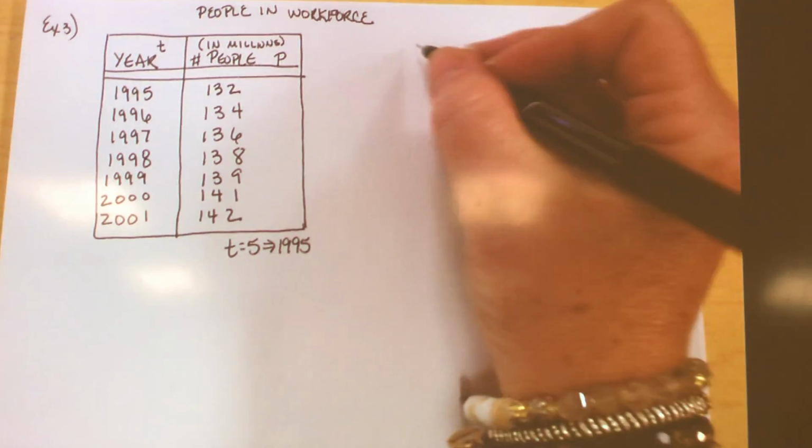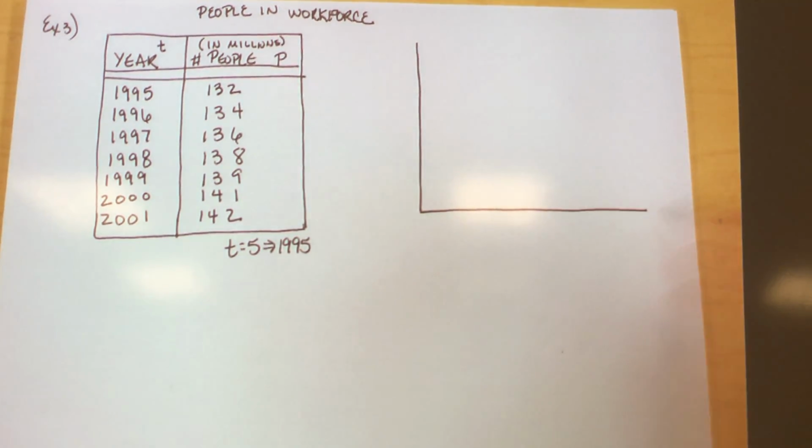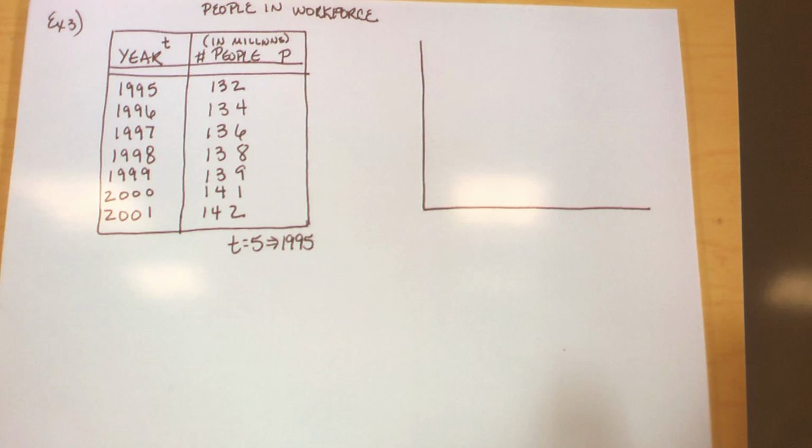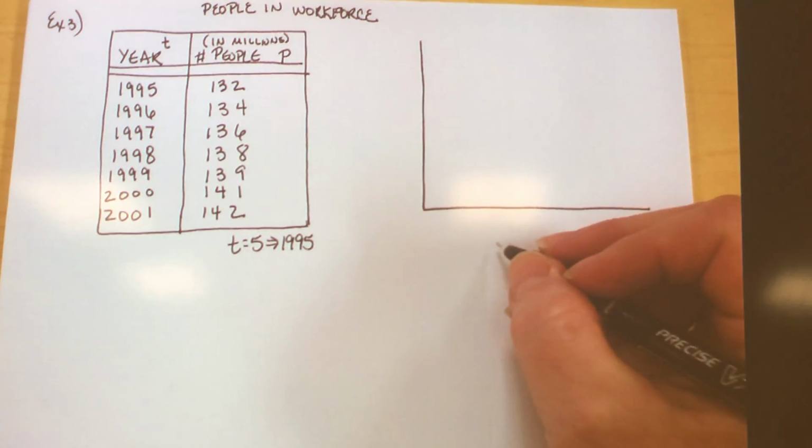So the first thing I want us to do is graph this thing. Obviously, it's going to take place in the first quadrant, because it is a real-life problem. What's the first thing I should do with my graph? Label my axis. What does the x-axis stand for? The year.